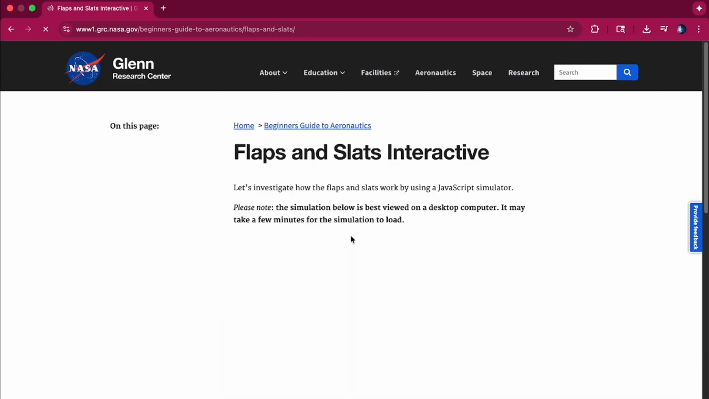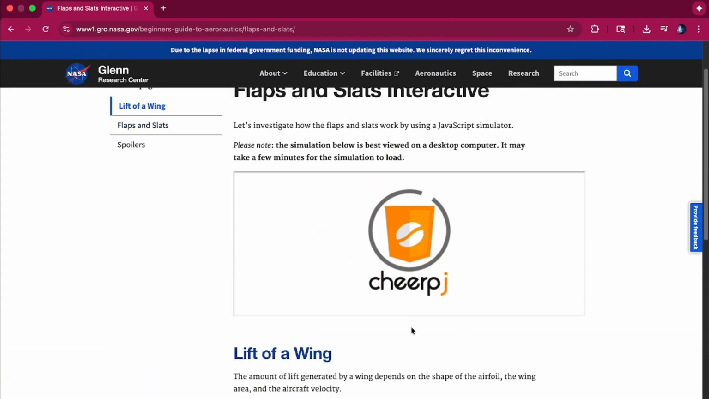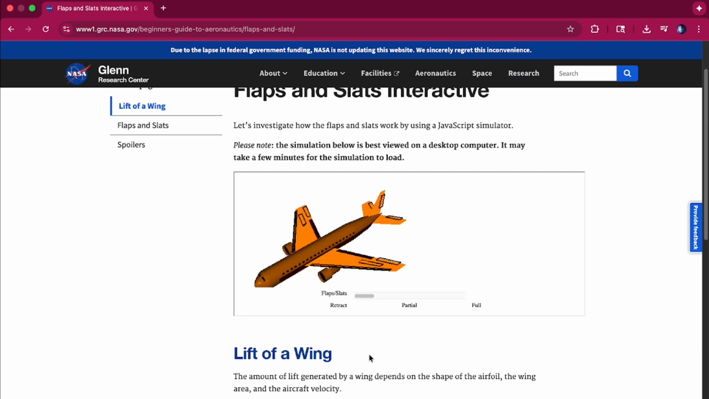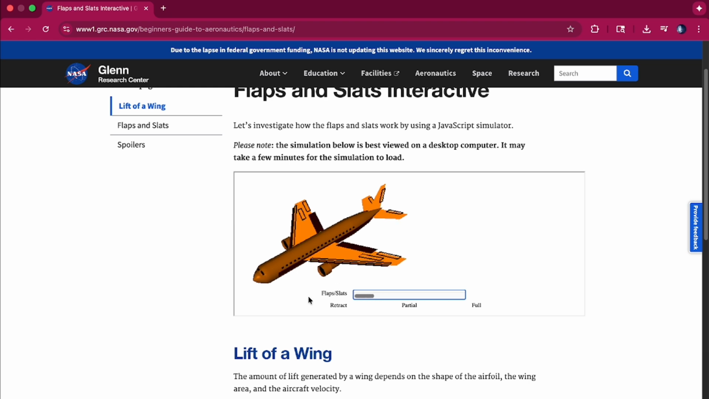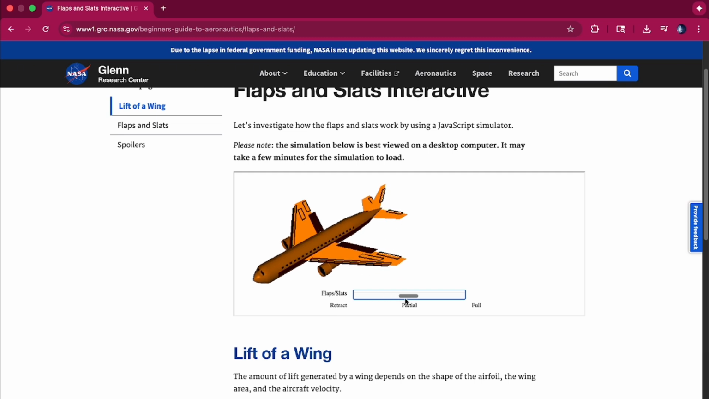And we also have flaps, the flaps and lifts of a wing. Let's take a look at the simulation really quickly. Let's wait for it to load. This is very cool. You can see that if you have flaps and slats, you can have it retract fully. There's about 1, 2, 3, 4, 5, 6, 7 flaps. We have partial, partial right here.